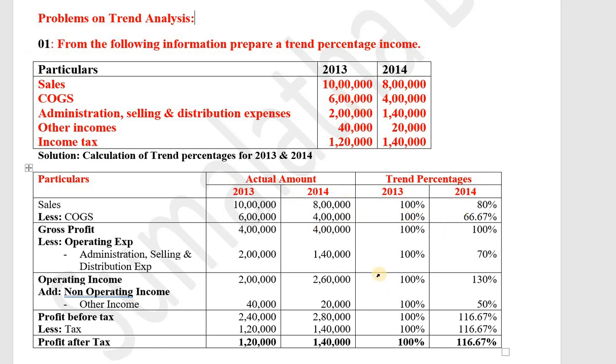So once you have done your trend percentages, I want you all to do the same problem with comparative and common size, so that you will get a picture of how the 3 analysis tools are used for the analysis of an income statement. Okay, now let us check with the second problem.